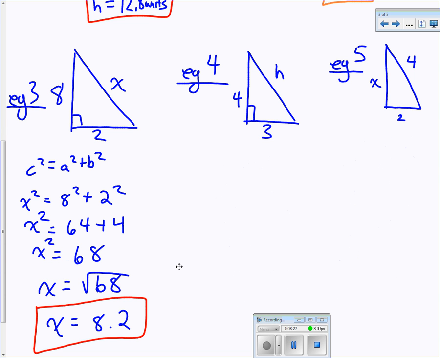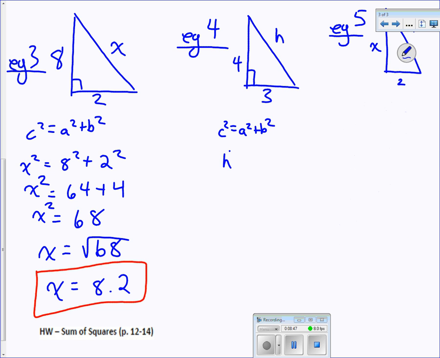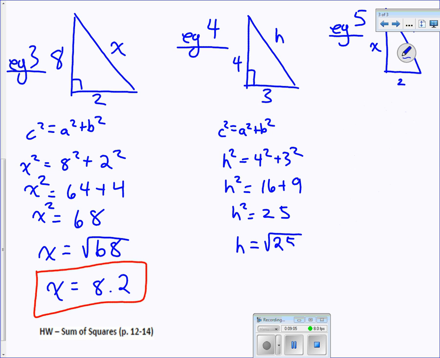Now let's do the same for example 4. Example 4 is again finding the hypotenuse. So we have h squared equals 4 squared plus 3 squared. H squared is equal to 4 squared, which is 16, plus 3 squared, which is 9, giving 25. So h squared is 25. To get h by itself, we have to take the square root of 25, and we end up with h is equal to 5.